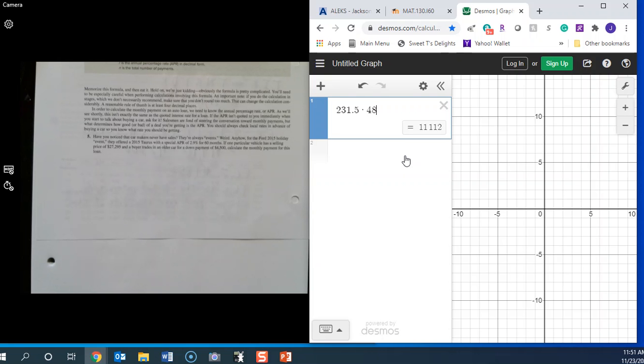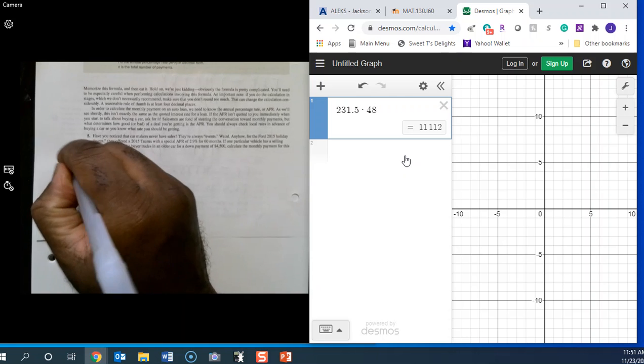Anyhow, for the Ford 2015 holiday event, they offered a 2015 Taurus with a special APR of 2.9% for 60 months. If one particular vehicle has a selling price of $27,295 and the buyer trades in an older car for a down payment of $4,500, calculate the monthly payment for this loan. So let's write out the pertinent information we're given here.